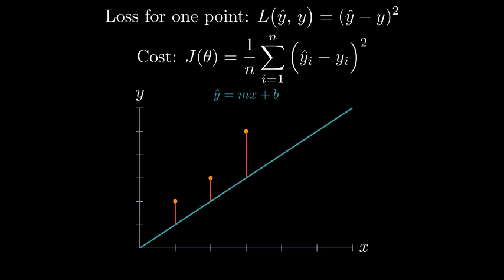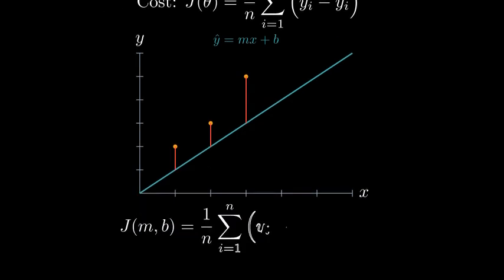For linear regression, we most commonly use mean squared error. That is 1 over n times the sum over i of the squared error, (y hat minus y) squared. Squaring keeps everything non-negative and gives a bigger penalty to larger errors.